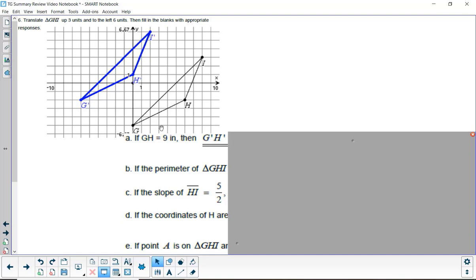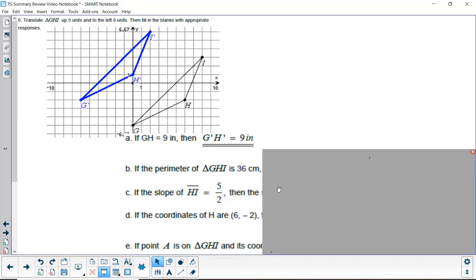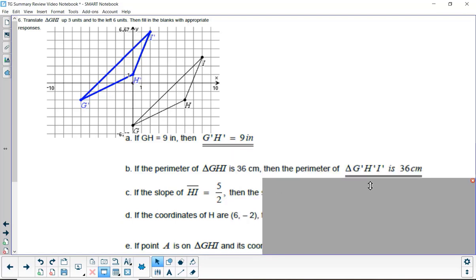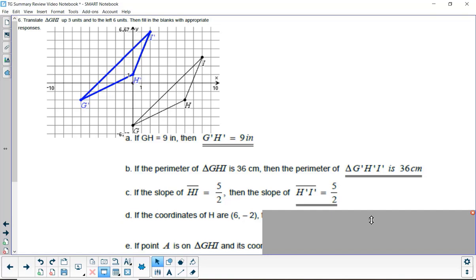Answering questions then, if GH is 9, G prime, H prime would be the same. They are congruent. If the perimeter of GHI is 36 centimeters, then the perimeter of its image should be the same. Again, they're congruent triangles. This is an isometry. If the slope of HI is 5/2, notice these are parallel, so they have the same slope.